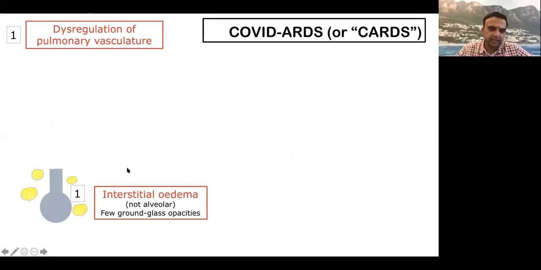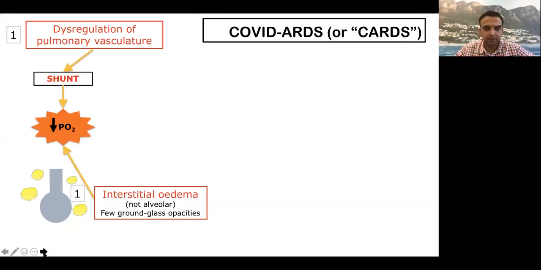So the first thing is, I think the initial insult, as opposed to some other viral infection, is twofold. The first one is the dysregulation of the pulmonary vasculature. The hypoxic drive is lost, and there's endothelial dysfunction. Something about this virus causes endothelial dysfunction. And the second one basically causes interstitial edema, which is also similar to the other viruses as well. And both of them lead to a decrease in PO2 at the end.